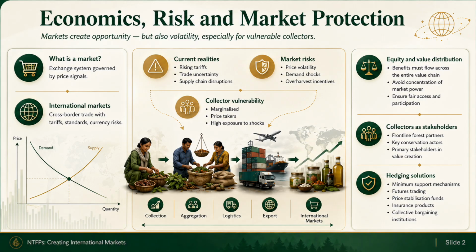For NTFPs, this creates a serious concern. Collectors are often among the most vulnerable participants in the value chain. They are typically marginalized, operate at small scales, and act as price takers. They bear the highest risk but capture the lowest value. Market volatility affects them disproportionately. A bumper harvest may lead to a price crash. A sudden drop in demand may leave produce unsold. Conversely, high prices may encourage overharvesting, leading to ecological damage.